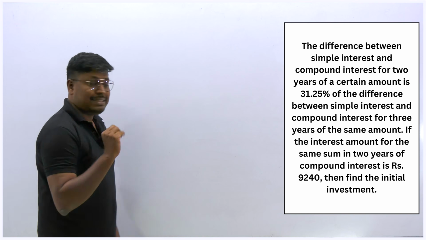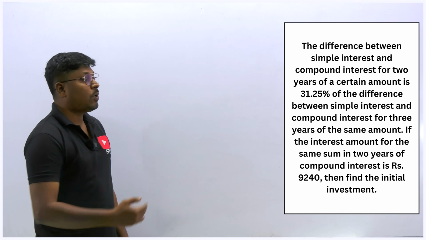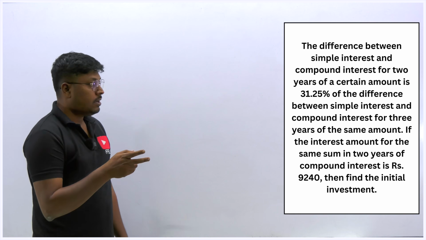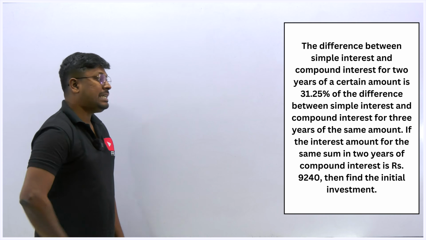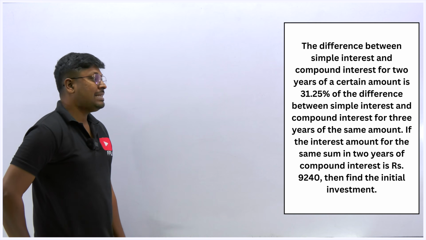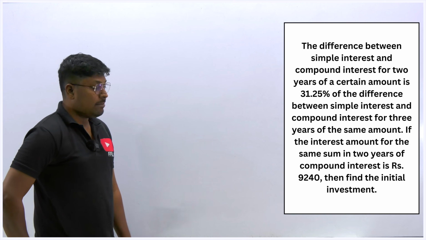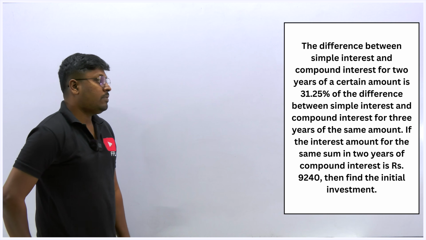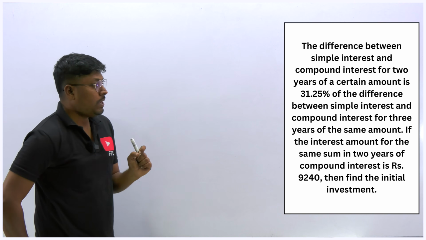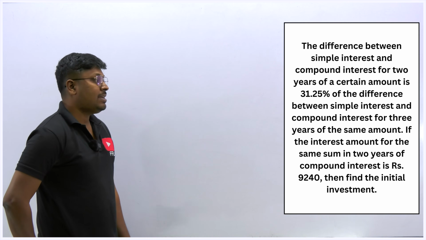So here is the third question. The difference between the simple interest and the compound interest for 2 years of a certain amount is 31.25% of the difference between the simple interest and the compound interest for 3 years on the same amount. If the compound interest for the same sum in 2 years is 9240, find the initial investment.